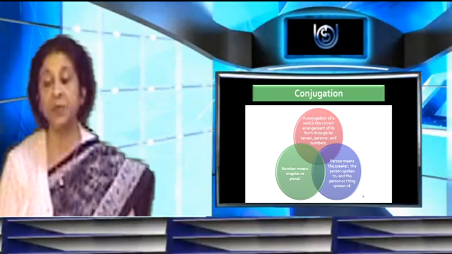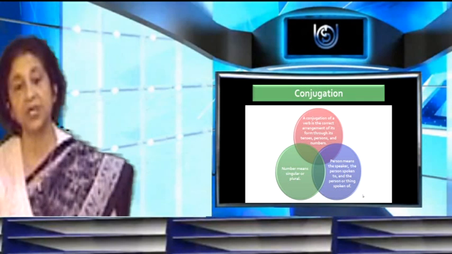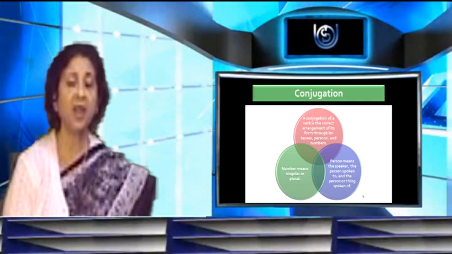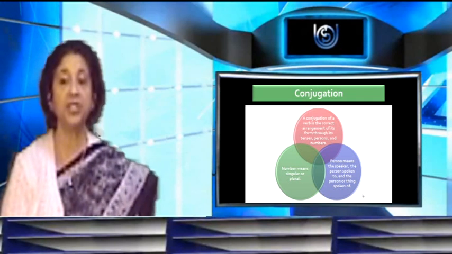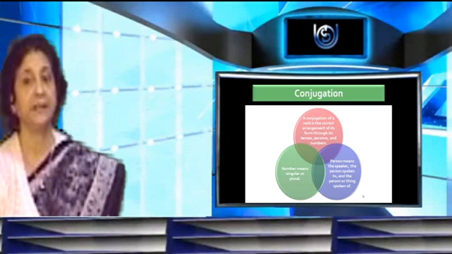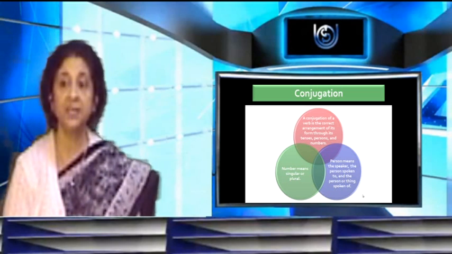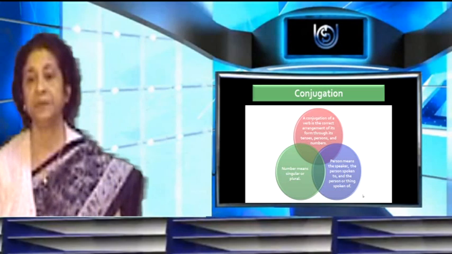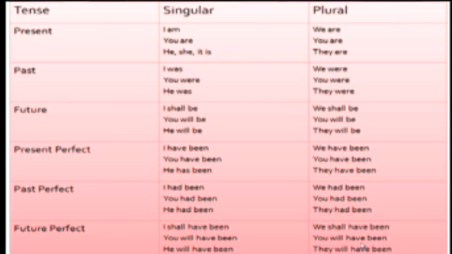Only second form of verb is used. Same is with the future when will is used. So here everywhere you will find the conjugation is very important. Now the tense, singular and plural. Just see. Present tense, past tense, future, present perfect, past perfect and future perfect. These are the different tenses.